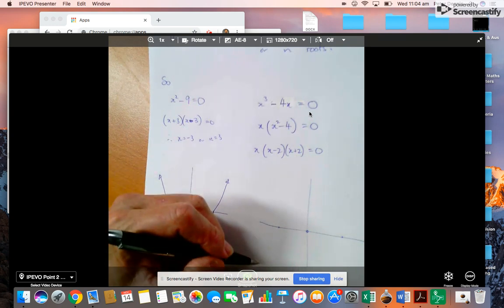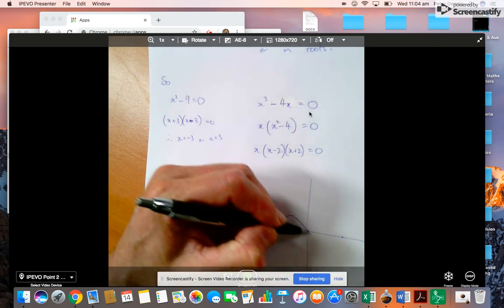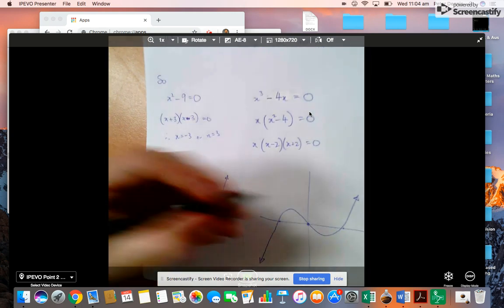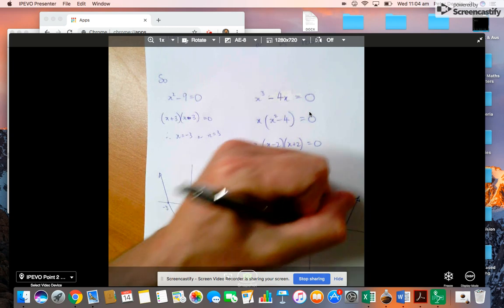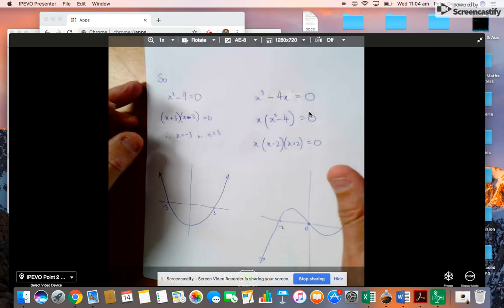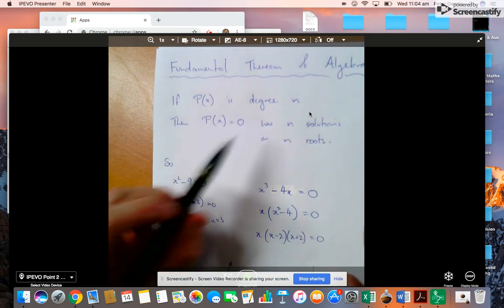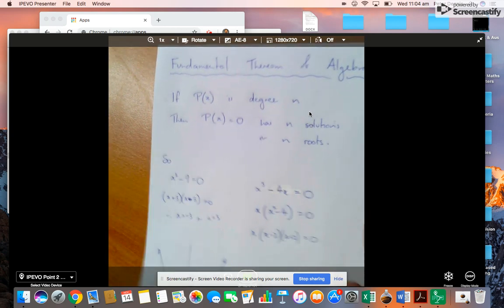And it's a cubic, so it would look like this. Where this is minus 2, this is 0, and this is 2. So that's the fundamental theorem of algebra. A polynomial of degree n has n solutions or n roots.